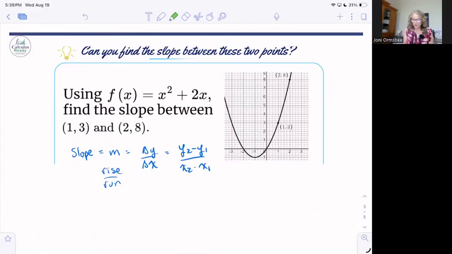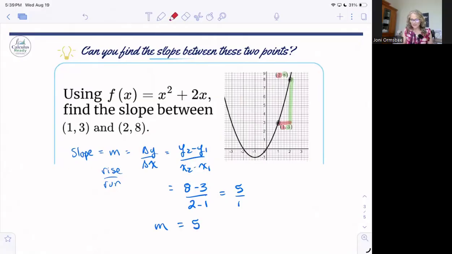And so I have two ordered pairs up here for you. I have (2, 8), the x, y, and then (1, 3). And so the change in the y would be the rise, the vertical distance between these two y coordinates, and then the run is the difference between the two x coordinates. And so we're going to take 8 minus 3 over 2 minus 1, which is 5 over 1. So the slope is going to be 5.